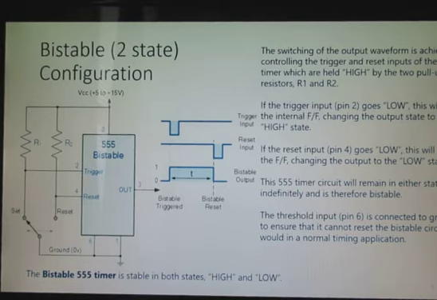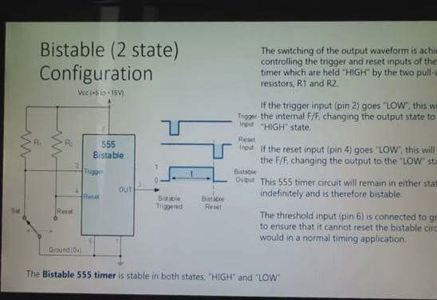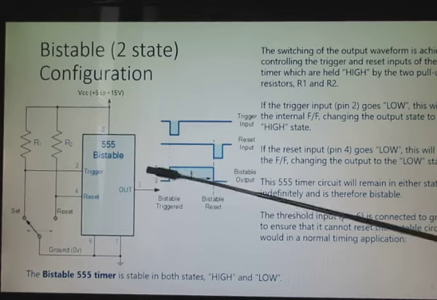So basically this configuration will set the output high, pin 3 high, when the trigger is grounded, as it's shown. Or if we change the switch to the reset, we ground the reset, then the output will go low.